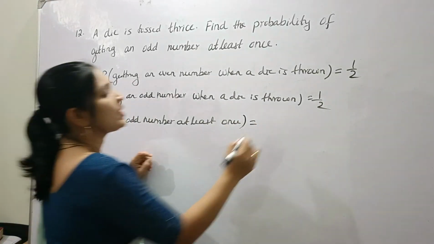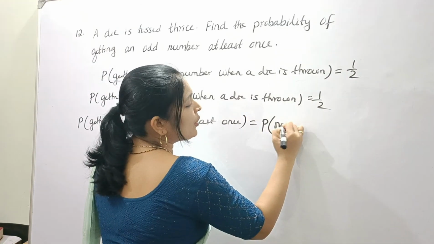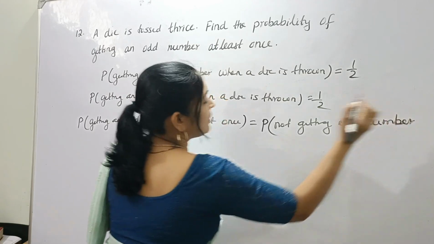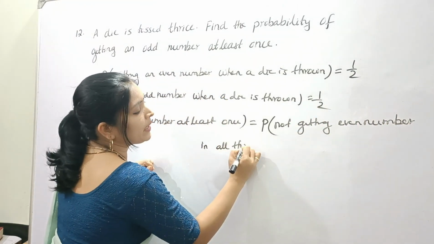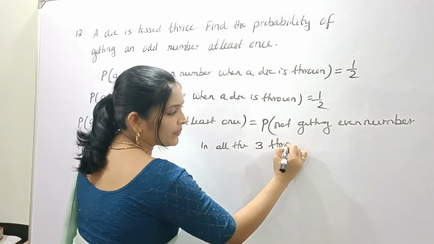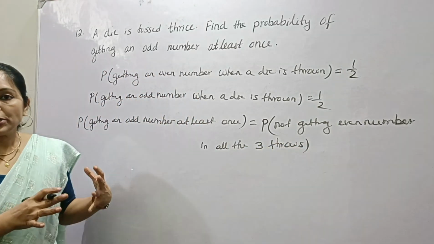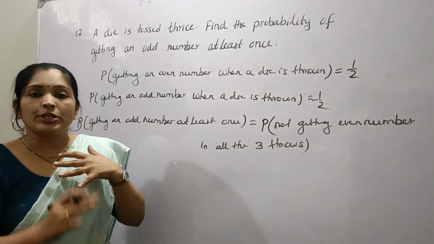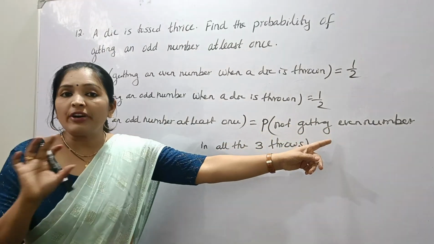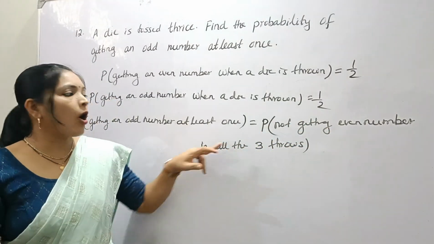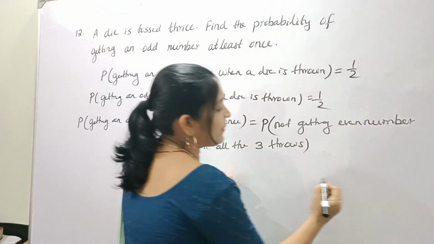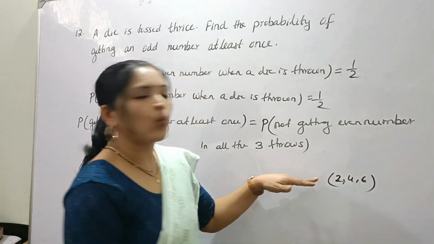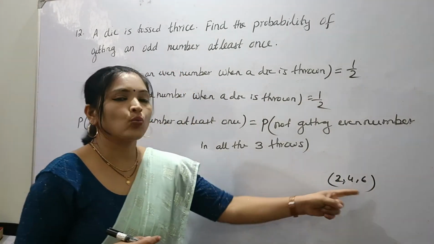is equal to probability of not getting an even number in all the three throws, right? Yes or no? Here, see, probability of getting an odd number at least once means probability of not getting an even number in all the 3 throws. Okay, for example, suppose here 2, 4, 6. What is its complement? Its complement is at least one odd number, right? At least one odd number.